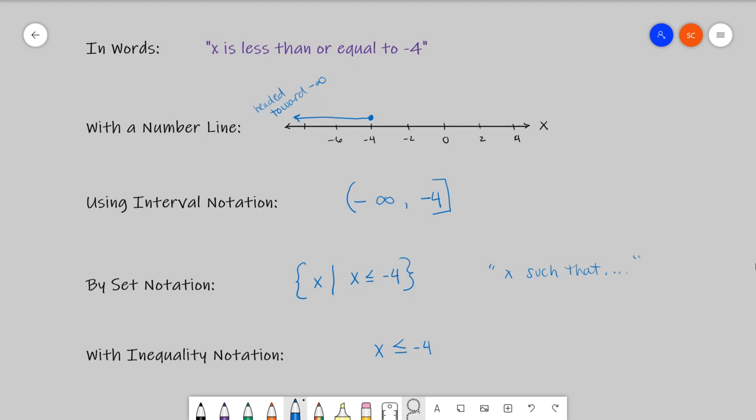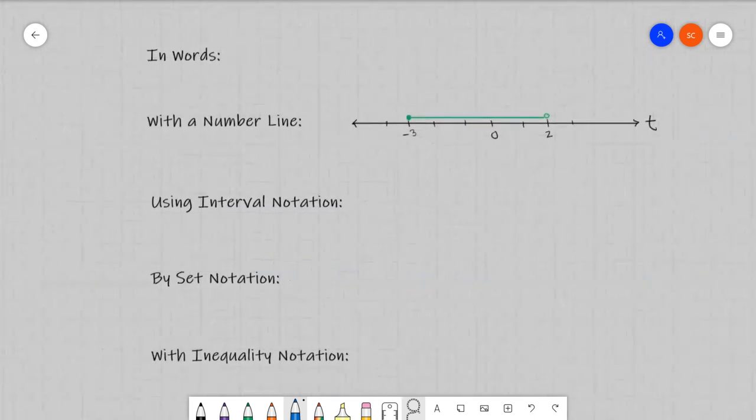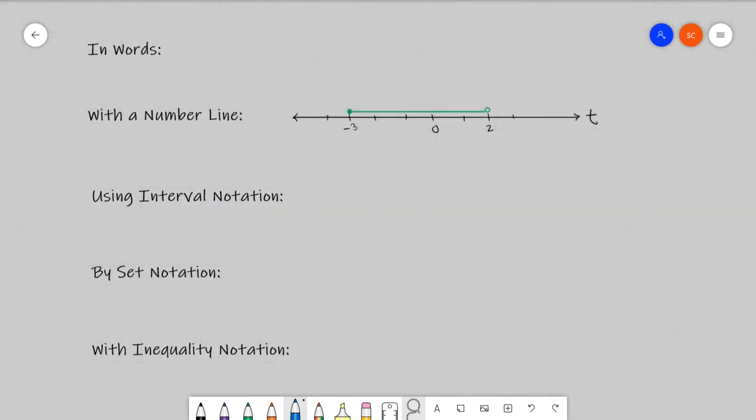Let's look at another example. So here we are over in a new example. We're given the number line this time. So notice here this green section, and my number line is a number line of t values here. So let's do this in interval notation first. I'm looking at the left edge of my interval and the right edge of my interval. So key numbers to notice on the number line are -3 on the left. That's included because of my solid circle.